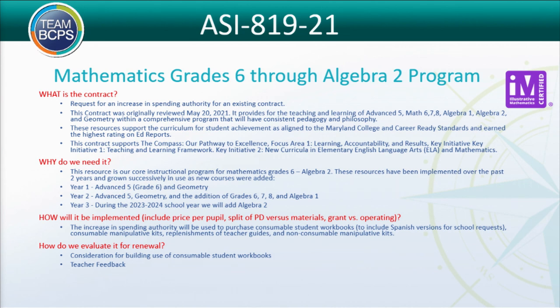The reason that we need to come forward for a modification is because we need to increase the spending authority. The original contract estimation for the spending authority did not include our middle school grades. We started with Geometry, forgive me, and then went to middle school. So that's a part of it: grades 6 through 8 are in their first year of Illustrative Mathematics.